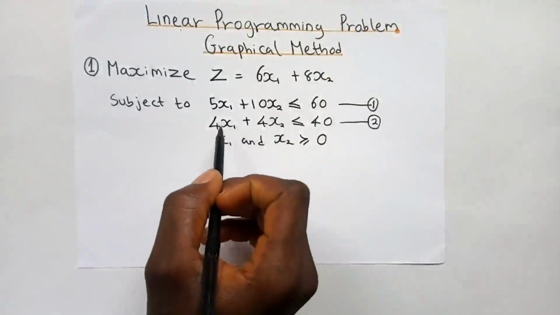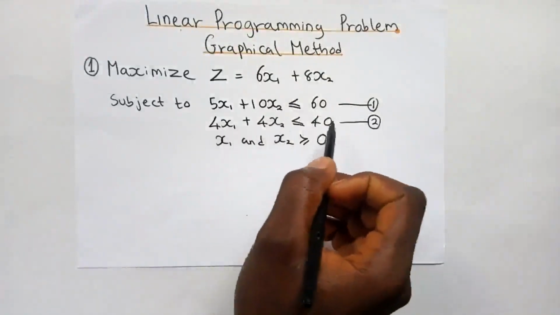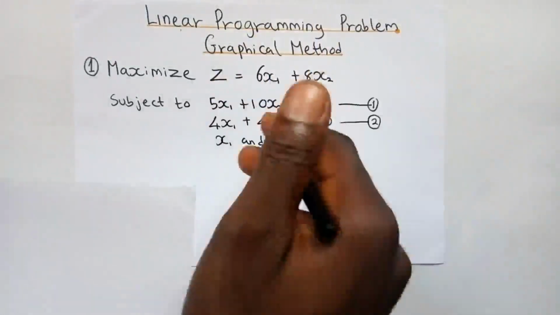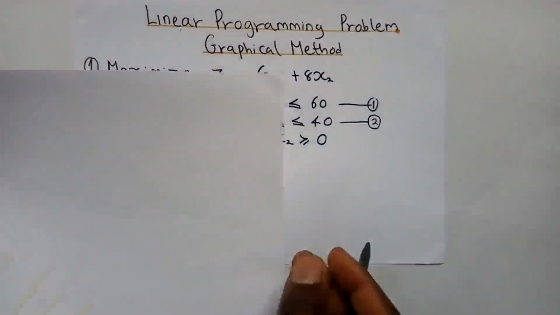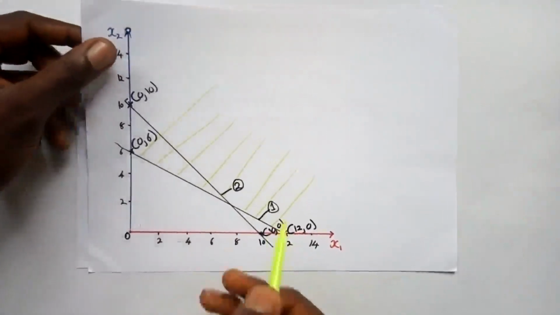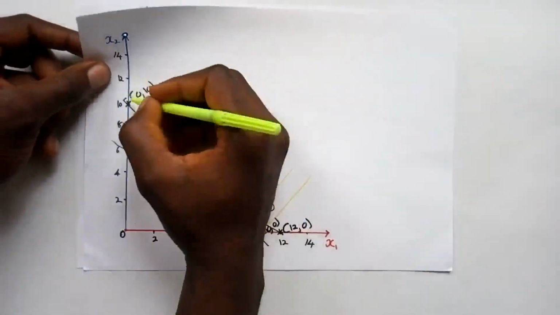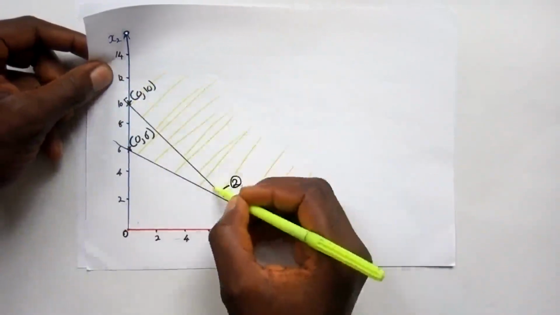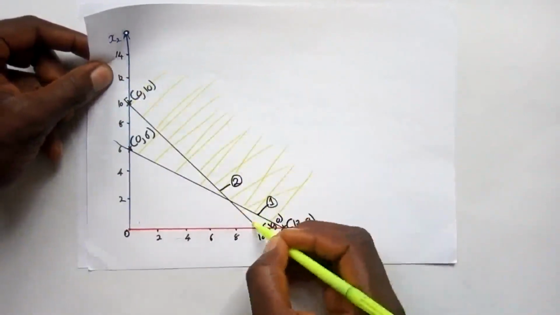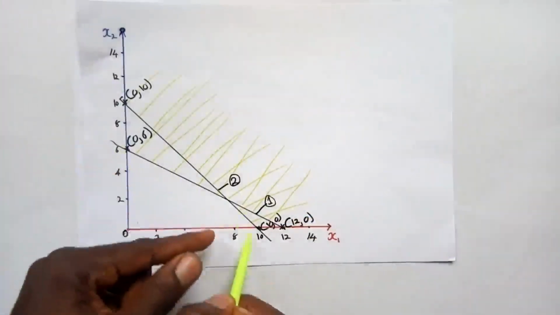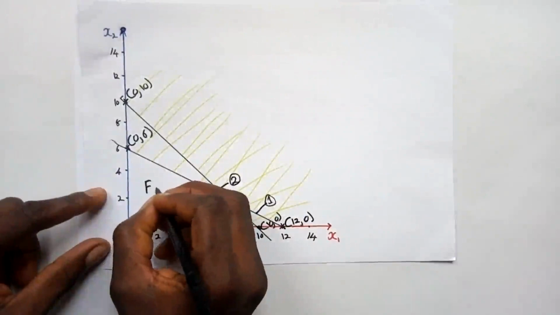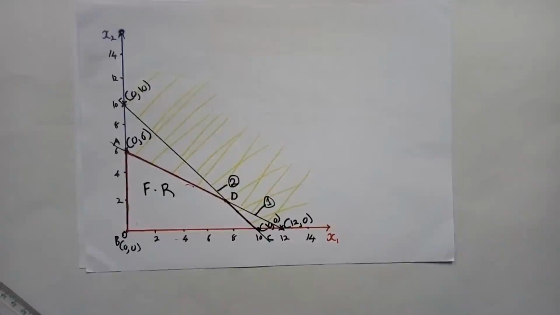Look at the second constraint. 4s1 plus 4s2 is less or equal to 40. It means that the feasible region is below the line. That is, the space above the line is not the feasible region. So look at the line for your second constraint. The space above is not the feasible region. So it means that this space below here forms the feasible region. So here is the feasible region.